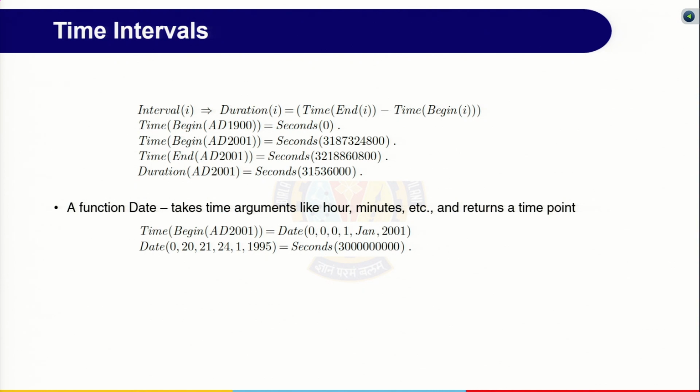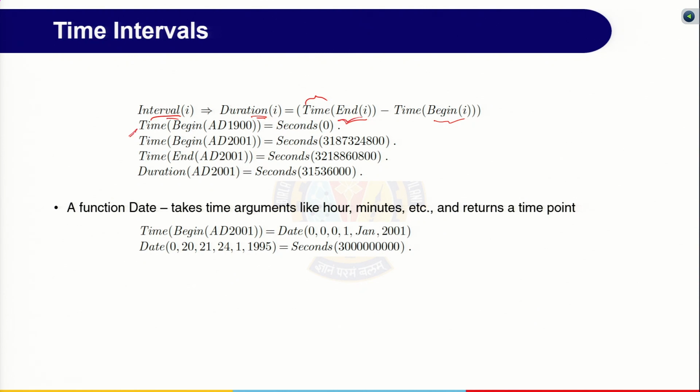Let us look at some of the terminology for defining time intervals. The duration of interval I is nothing but the difference between the end of the interval minus the beginning of the interval, where we have this function time on top of the end and the beginning of the interval.